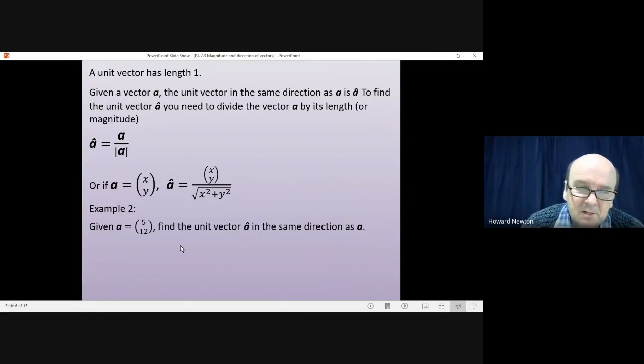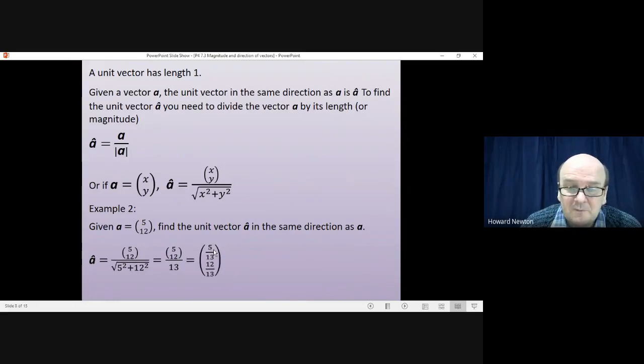Okay, let's have a look. So the unit vector is just equal to the original vector divided by its magnitude. The magnitude will be the square root of 5 squared plus 12 squared, which is 13. Now, all we've got here is the vector divided by 13, which means we need to divide both of these numbers by 13. So the unit vector will be (5 over 13, 12 over 13).